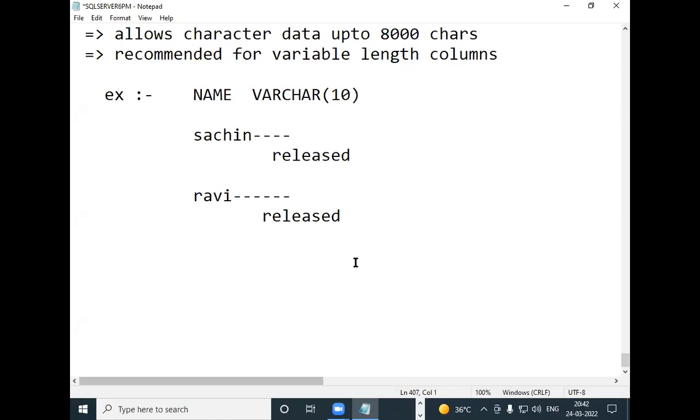So if it is variable length, use varchar. If it is fixed length, use char. Country code, which one do you recommend? Char. Country name is varchar. State code is char, fixed length. State name is variable length; from one state to another, the number of characters may differ. State name is variable length, state code is fixed length. Okay, understood.